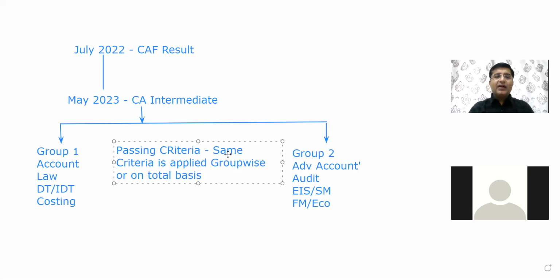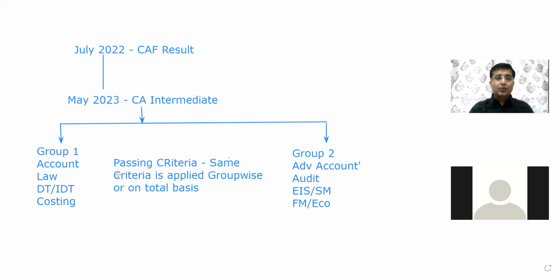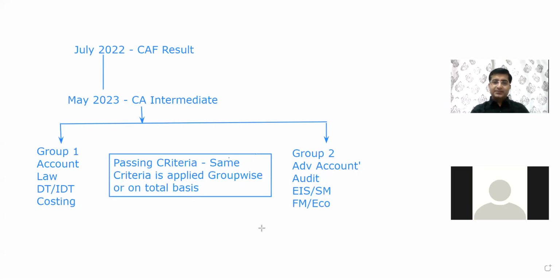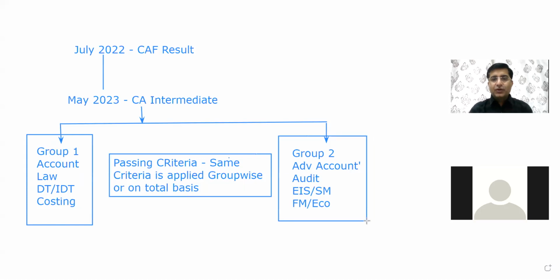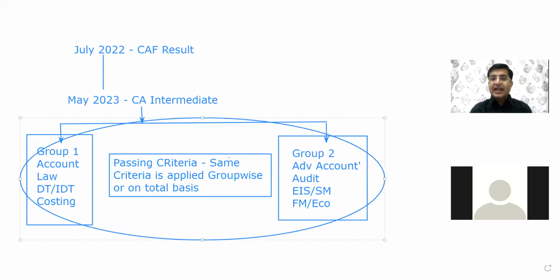At the intermediate level, you have got the option of appearing for group 1, or group 2, or both groups together. They do not ask you to give all the papers together. You either appear for group 1, or group 2, or the whole of CA intermediate together. If you are appearing only for group 1, passing criteria will be applied only to group 1. If you are appearing only for group 2, the passing criteria will be applicable only for group 2. But if you are appearing for both groups together, then passing criteria will be applied on a combined basis.